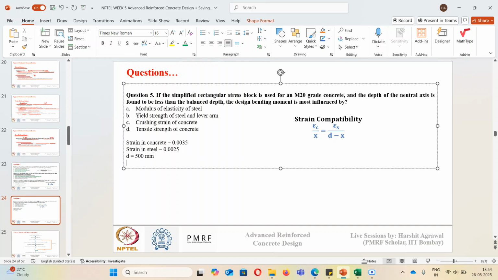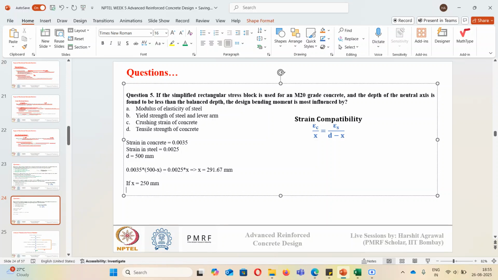So if I know these three things, can I calculate the depth of neutral axis? Yes, from this equation I can calculate. How will I get it? 0.0035 times (d minus x), that is (500 minus x), will be equal to 0.0025 times x. So this will give me x equal to 291.67 mm. Now, what the question says is, if the depth of neutral axis is found to be less than the balanced depth, suppose x is equal to 250 mm.